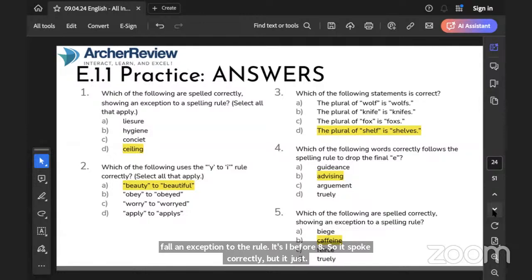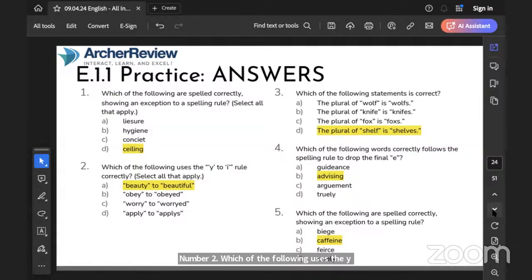Number 2, which of the following uses the Y to I rule correctly? Select all that apply. So this one was an example we talked about. Beauty ends in a Y, has the consonant T in front of it. So because I'm adding a suffix that starts with a consonant, I drop the Y and change it to an I. So that one would be correct. It's following the Y to an I rule correctly.